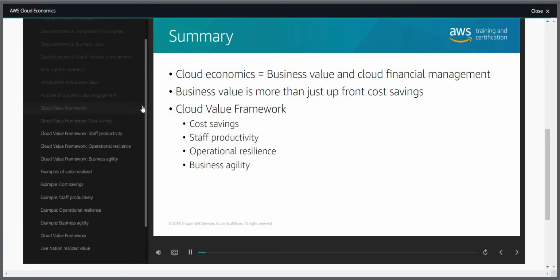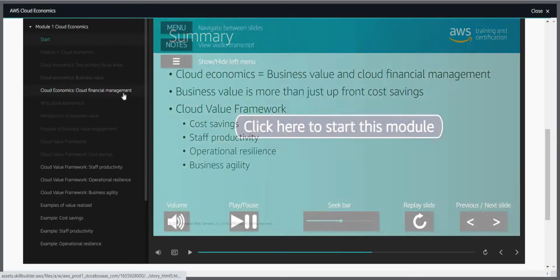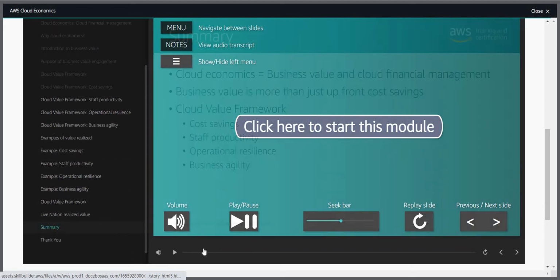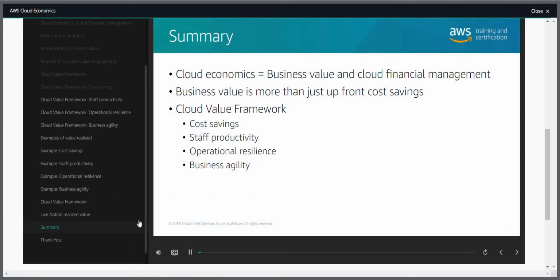To recap, cloud economics deals with business value and cloud financial management. In this module, you learned about business value and that it's more than demonstrating cost savings.